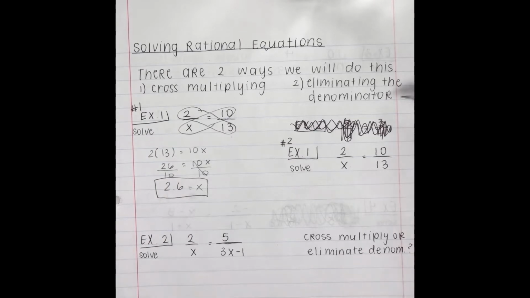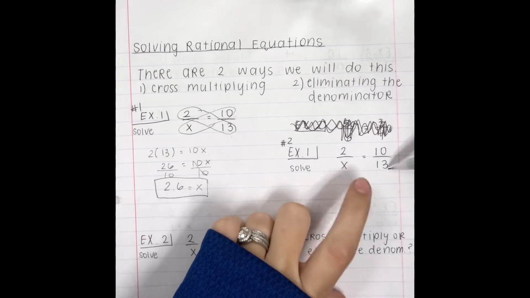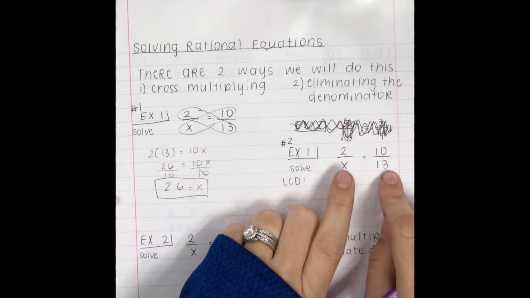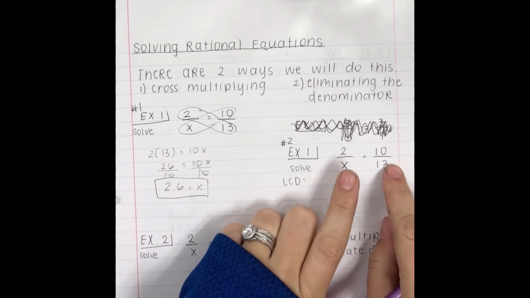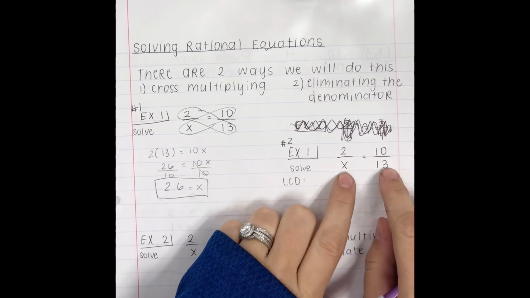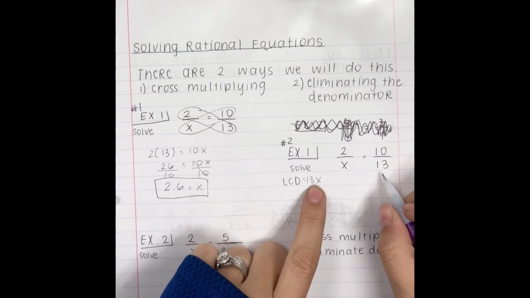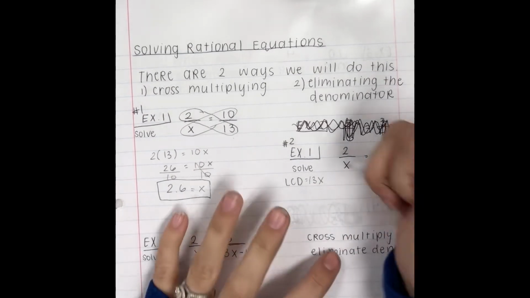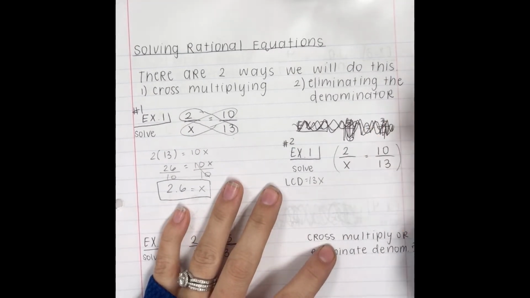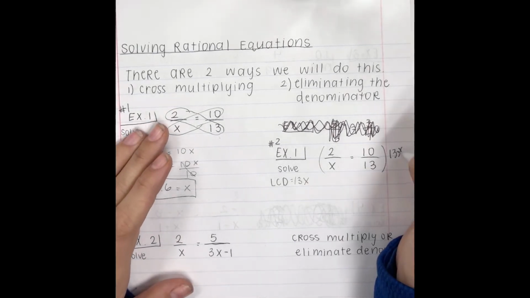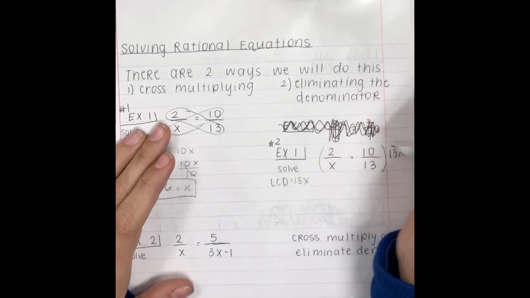The other way would be to eliminate the denominator. So what you would do is you would need to find the LCD, okay, for both denominators. So for x and 13, the only way to make them the same would actually be to multiply them both, 13 and x as my LCD. So we're going to multiply both sides by the 13x, okay?